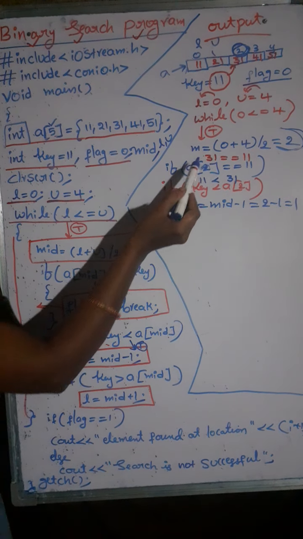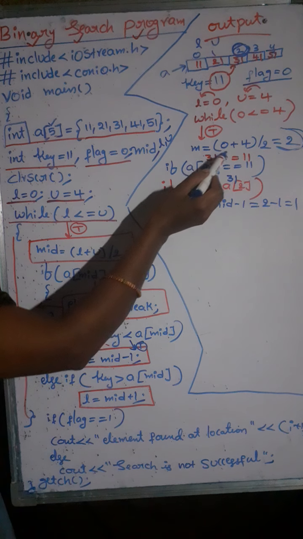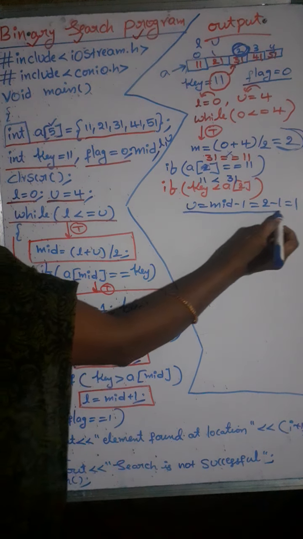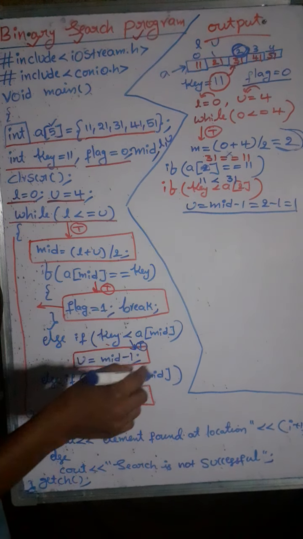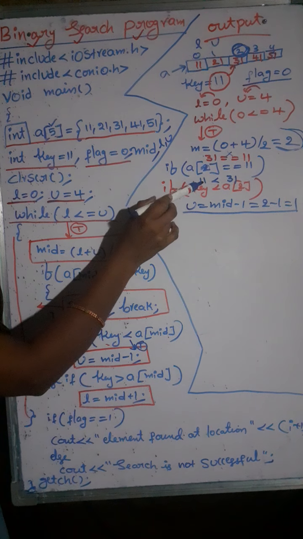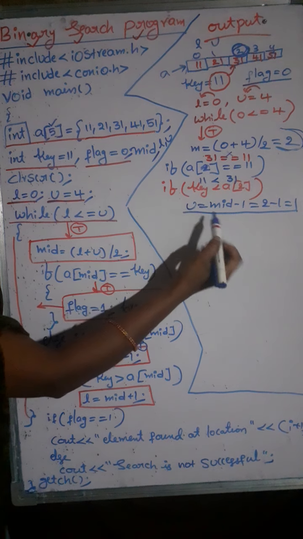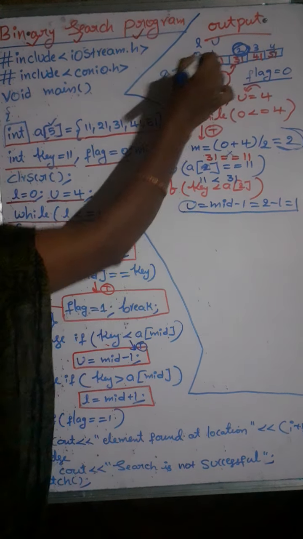Okay. First I am comparing 31 with 11. These two are not equal. So I am changing the upper bound. Here I am changing the upper bound to 1. Okay. I am comparing whether the required value is less than 31. Yes, it is less than 31. So I am changing the upper bound to this.